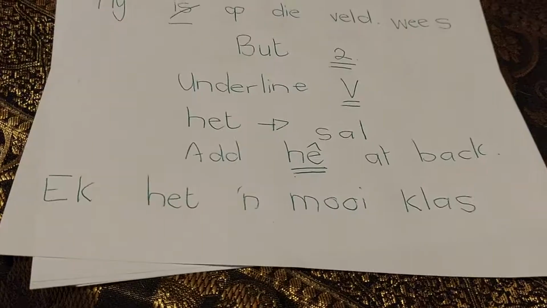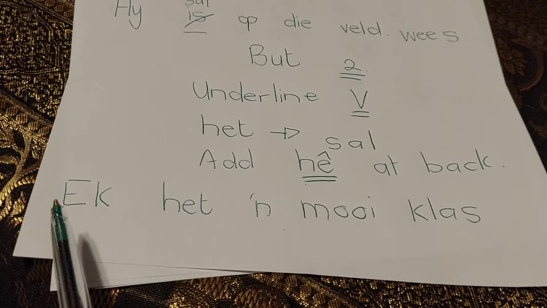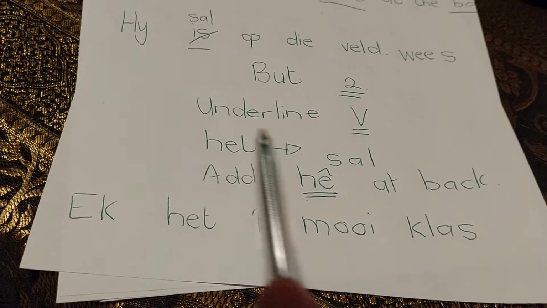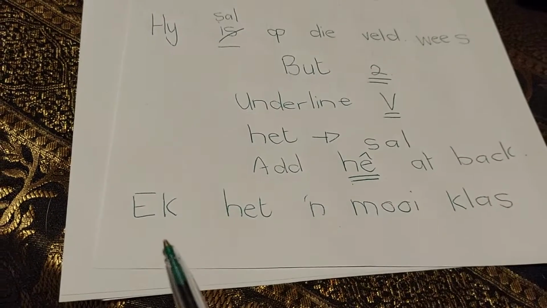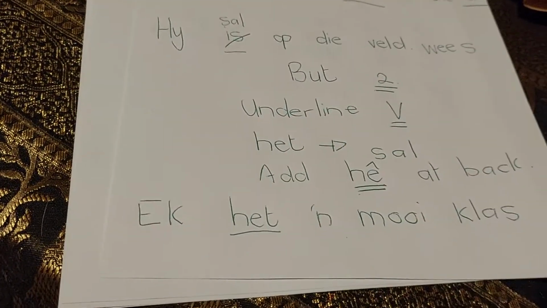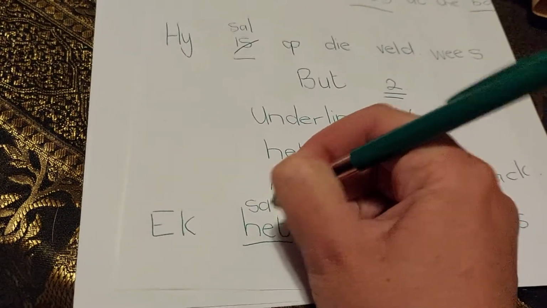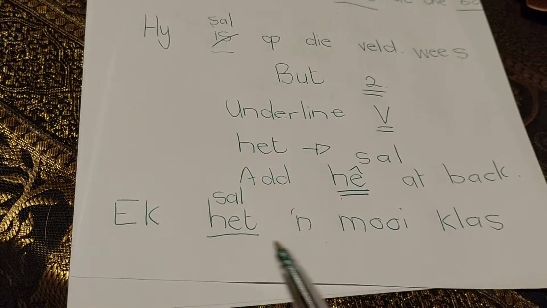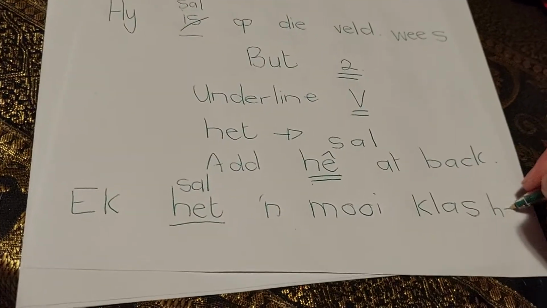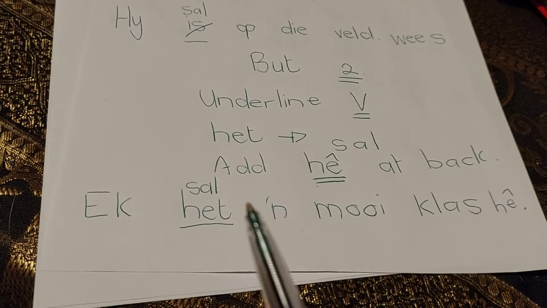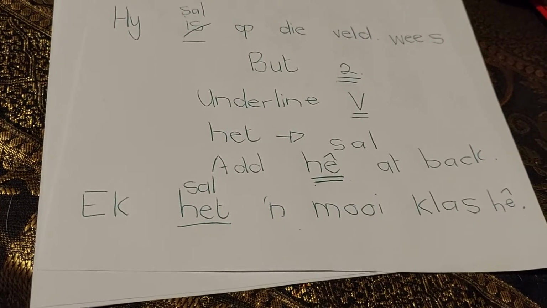Let's do an example. Ek het 'n mooi klas. Step 1, underline your verb. What is your verb? Your verb is het. Het changes to sal, and then add a hê at the back. Make sure that you add your hê at the back. Ek sal 'n mooi klas hê.